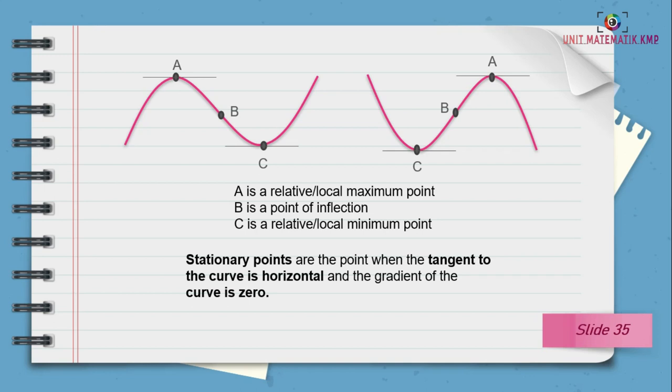Stationary points are the points where the tangent to the curve is horizontal and the gradient of the curve is zero. Therefore, the stationary points are at point A and point C only.